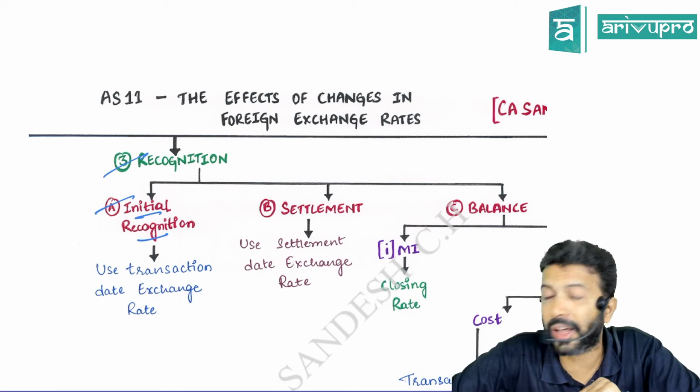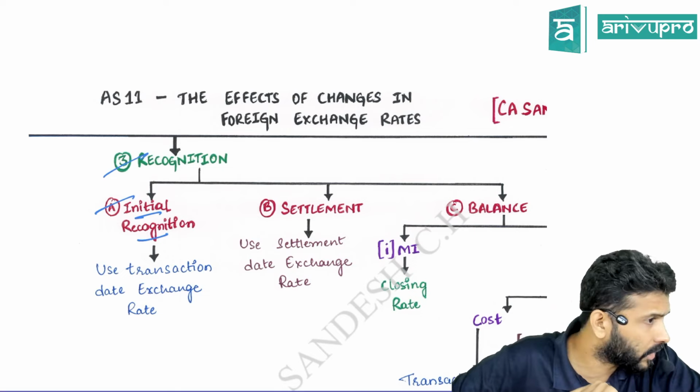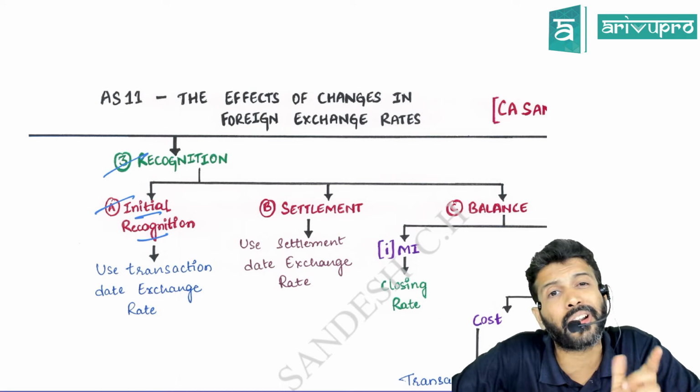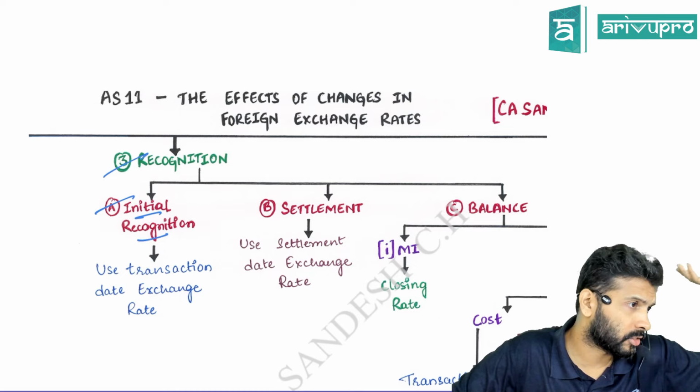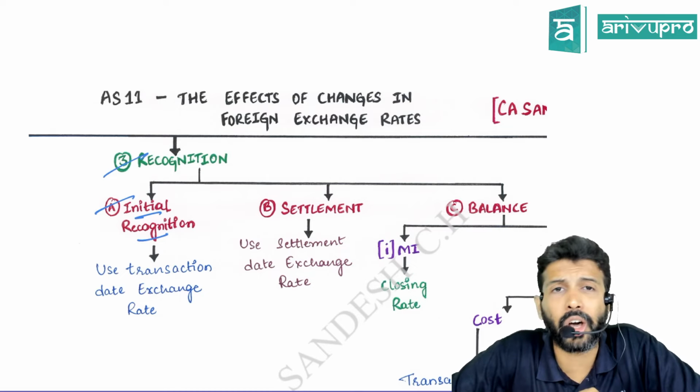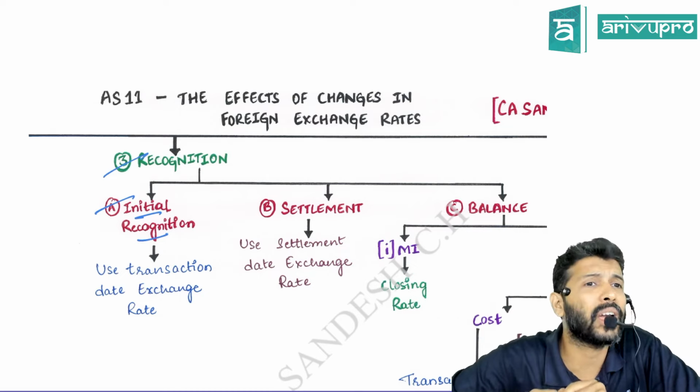I'm an Indian entity, but I've sold goods to a US debtor and my billing is in Indian rupees or it is in dollars? Dollars. And how much lakh dollars? $1 lakh. Can we pass the journal entry in dollars like debtors account debit to sales 1 lakh, 1 lakh?